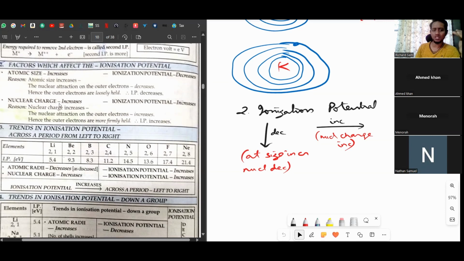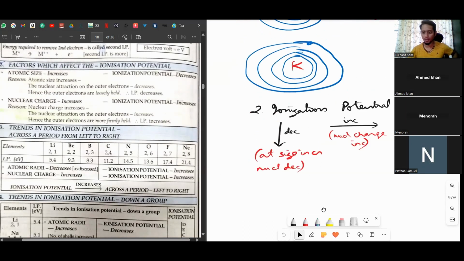As you go down the group, nuclear charge increases because there are more protons and more electrons, but that does not make too much of a difference to the outermost orbit because orbits are increasing. And even though the nuclear charge is increasing, ionization potential energy is supposed to increase, but the outermost orbit is too far away from the center, and there's less energy holding those electrons. Yeah. All right. Any doubt in this?